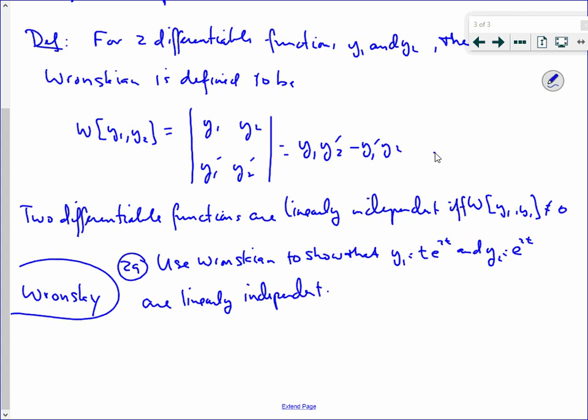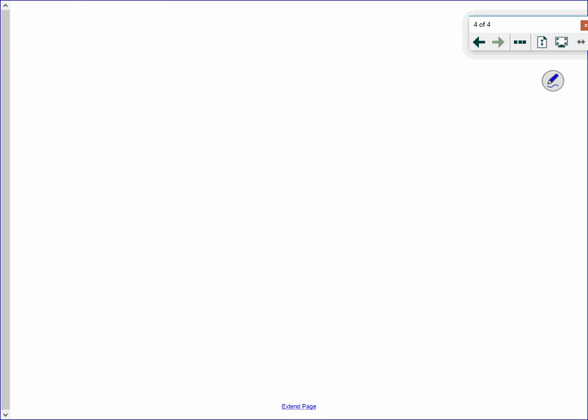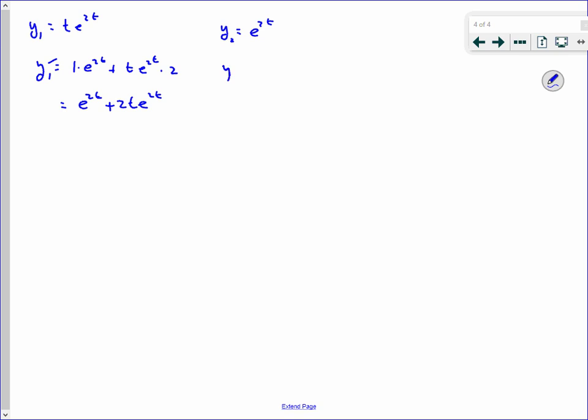So we need to take derivatives of these, and then plug them into that determinant and simplify it. y1 is t e to the 2t. So what's the derivative of that? Product rule: the derivative of the first times the second, plus the first times the derivative of the second. So 1 times e to the 2t plus 2t e to the 2t. y2 is just e to the 2t, so y2 prime is easy. It's e to the 2t, but we take the derivative of 2t, so it's 2e to the 2t.